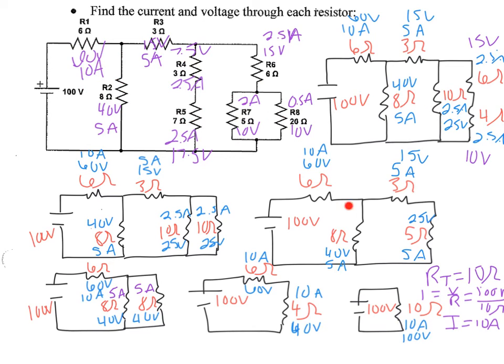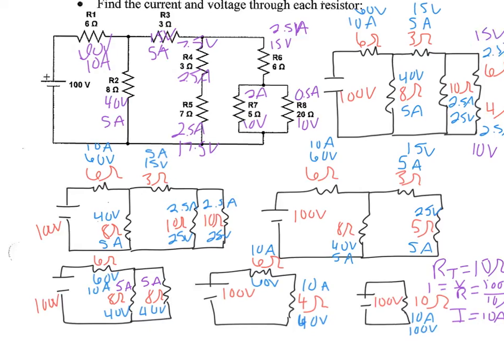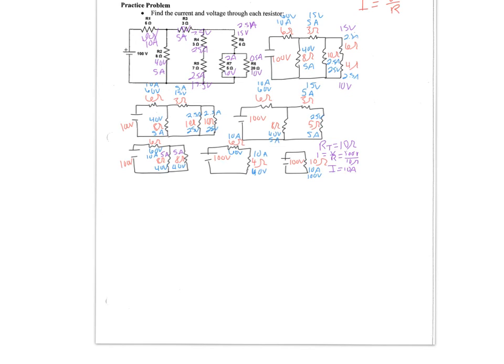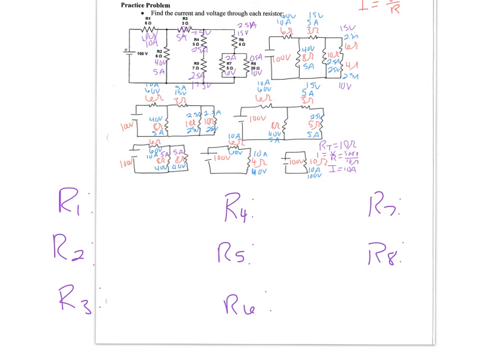So I broke this apart 1, 2, 3, 4, 5, 6 times to reduce the circuit. You want to take all of those steps. So for our final answer, I'll make this smaller so I can fit everything. It wanted the current and voltage through each resistor. This is how I usually write the answers: R1, R2, R3, R4, R5, R6, R7, and R8. And again, we don't want to worry about sig figs. So looking for the current and the voltage.